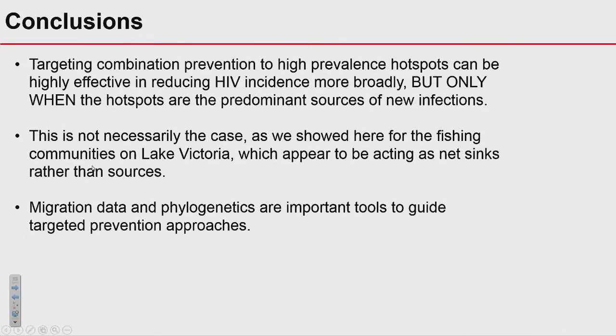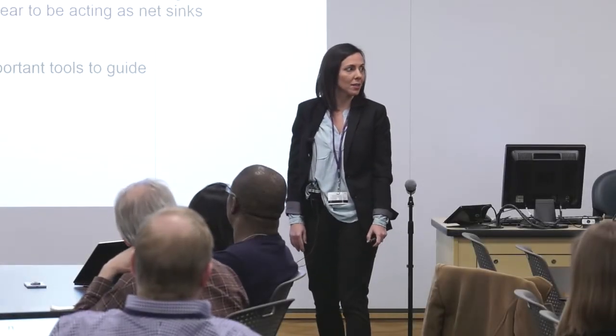So while targeting combination prevention to these high prevalence hotspots could be highly effective in reducing HIV incidence, that will only work when the hotspots are actually the predominant source of infection. And this is not necessarily the case, as we've shown here, for the fishing communities in Lake Victoria, which appear to be acting as sinks rather than sources. So we can conclude that migration and phylogenetics are pretty important for guiding our targeted prevention approaches. I hope I didn't take too long. I'm happy to take any questions.